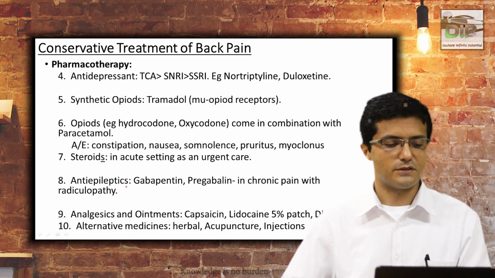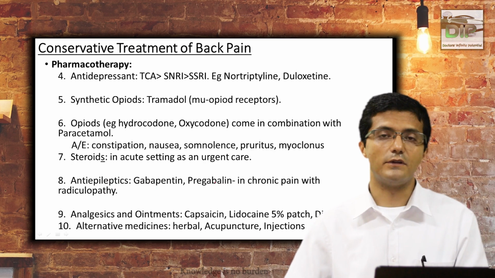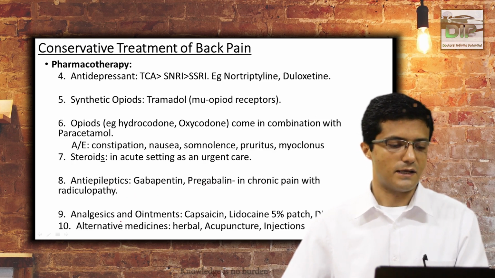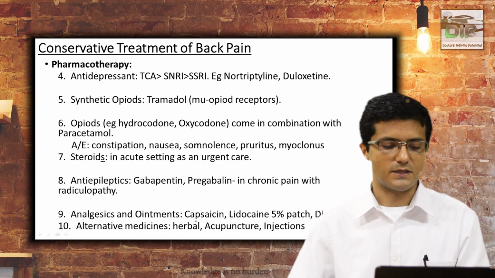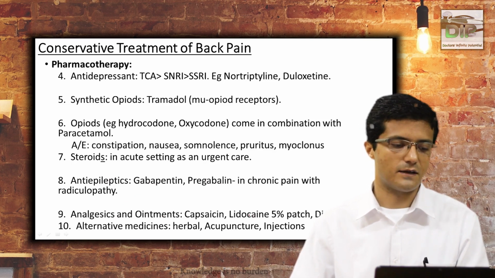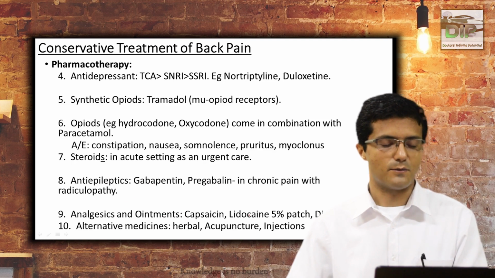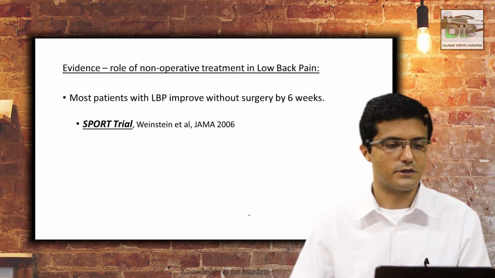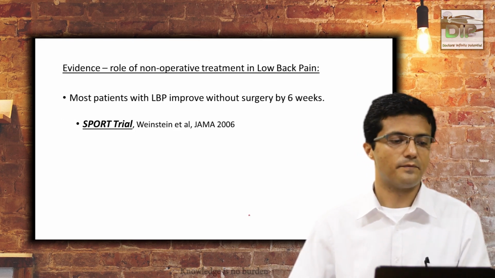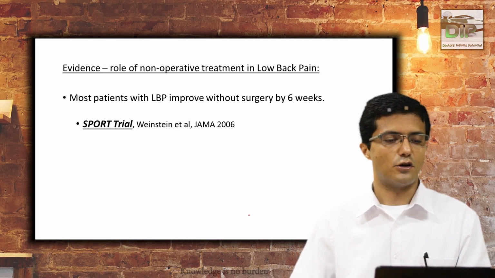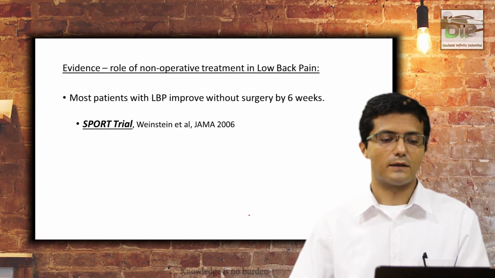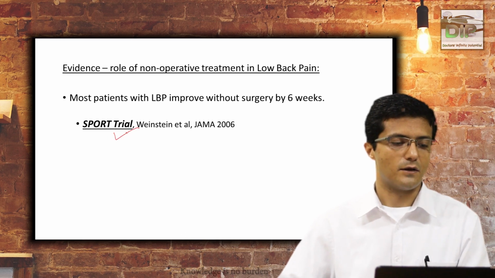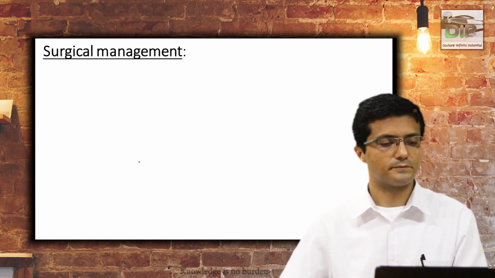The anti-epileptic medications like gabapentin or pregabalin are very helpful in chronic pain with radiculopathy. Analgesics and ointments like capsaicin, lidocaine patch, or diclofenac ointment can also be given. Some other alternatives like herbal medicines or acupuncture are also commonly used to treat cases with low back pain. There is clear evidence that non-operative treatment has a role in most patients with low back pain, that they improve without surgery by 6 weeks, as shown by a very popular trial, the SPORT trial.